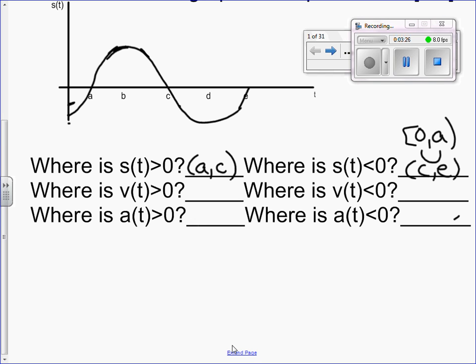Okay, let's talk about the velocity, the derivative of position. So the slope of the position graph. Where is it positive? 0 to B? I like that. The way I drew it looks kind of positive here at 0, so I think I'll include that. 0 to B, but B is 0, so I won't include that. Anywhere else? And then from D to E. I could include the E because it is still positive there.